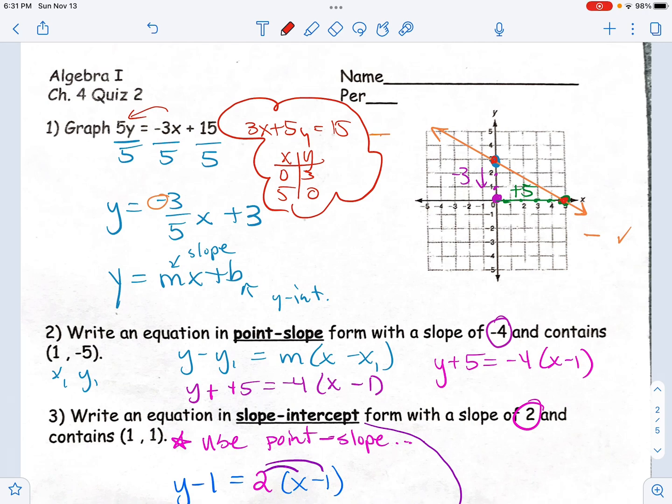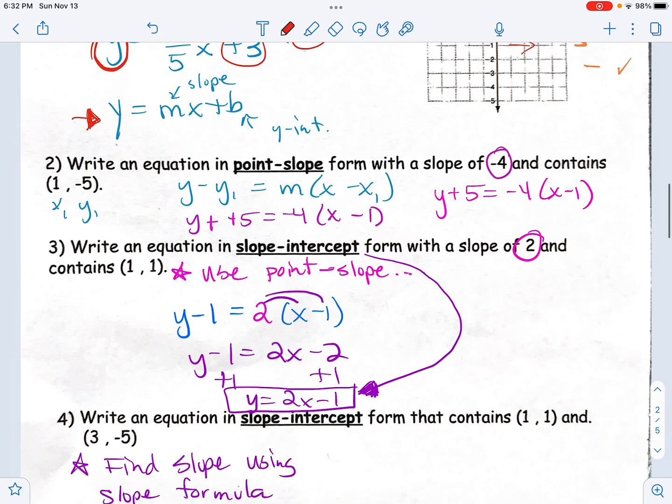But I chose to divide everything solving for y because I wanted to graph using y equals mx plus b. So I get my y-intercept is 3, and my slope is negative 3 over 5. So that means I have to go down negative 3 and over a positive 5. And I draw my line.